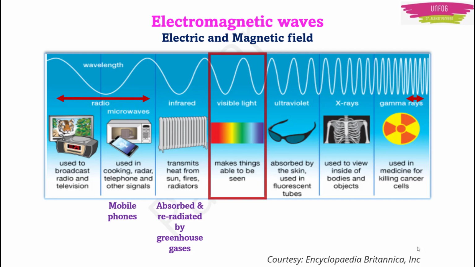And then microwaves, obviously, of course, they are used in microwave ovens, right? You use them to cook or heat food and all that. And then they are also used in radar and telephones and other signals also. They are also used in satellite communications and all that. And then radio waves, they are used in broadcasting. This is the main use of radio waves. They are used in broadcasting in radio and television. Okay, so these are the applications.